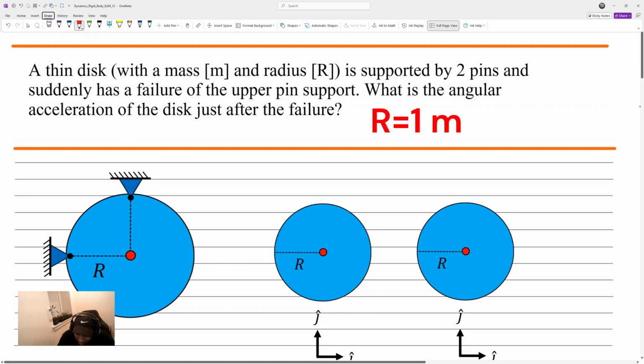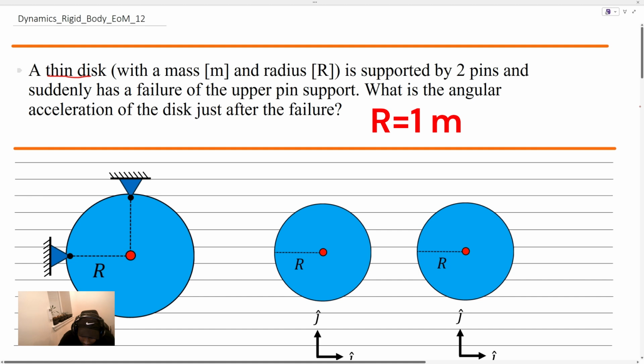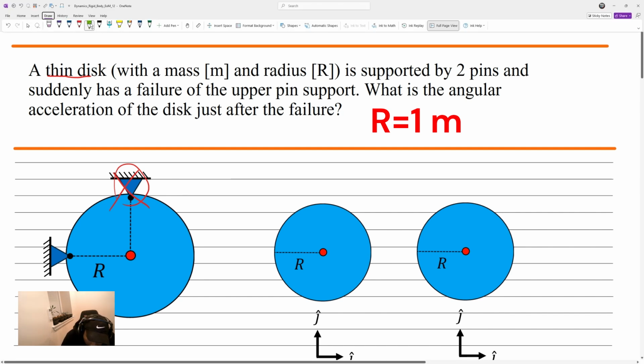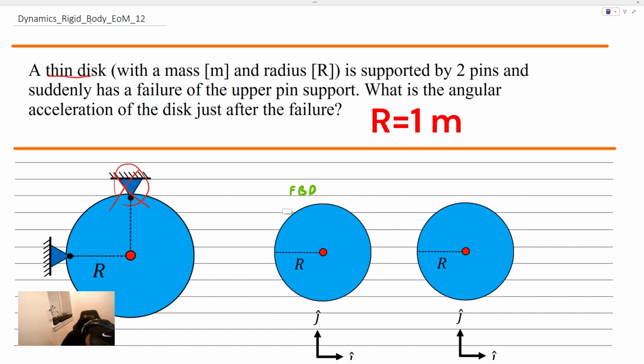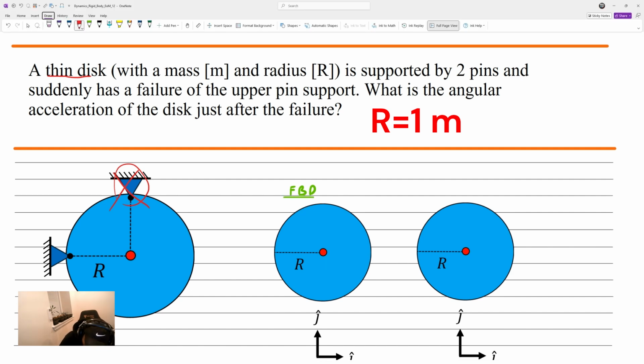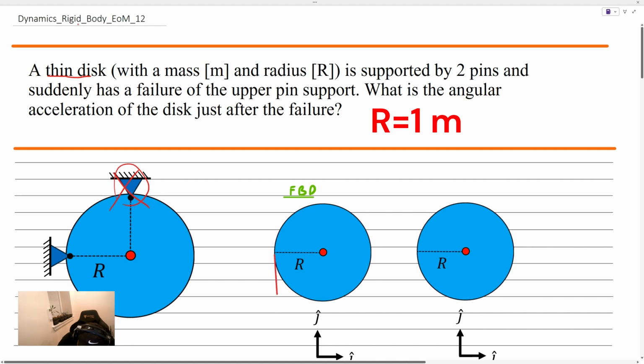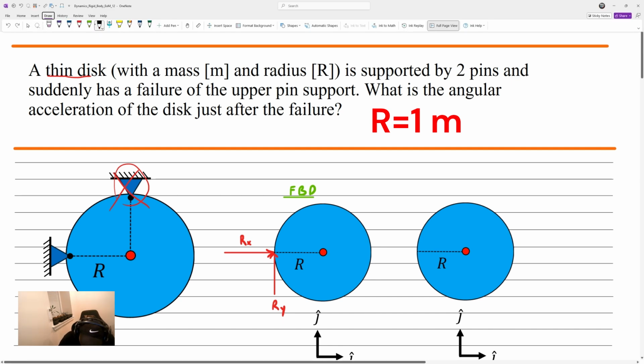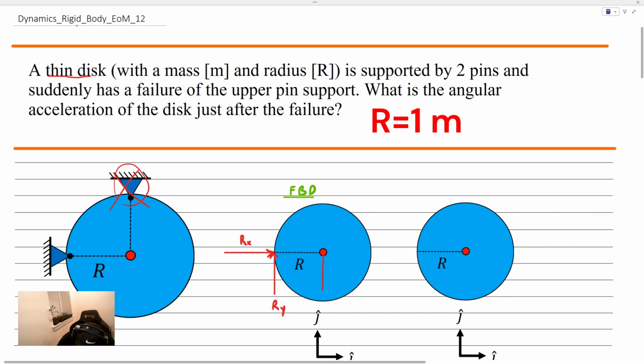Okay, first thing we know is that it's a thin disk. That upper support collapses, so it's no longer there. If we were to draw the free body diagram, this diagram on the left, what we know is that we'll have a vertical reaction, a horizontal reaction. Let's call those Rx and Ry. You can see my set of unit vectors down here. We'd also additionally have a weight term, which is just the total mass m times gravity. So we've successfully drawn the free body diagram here.